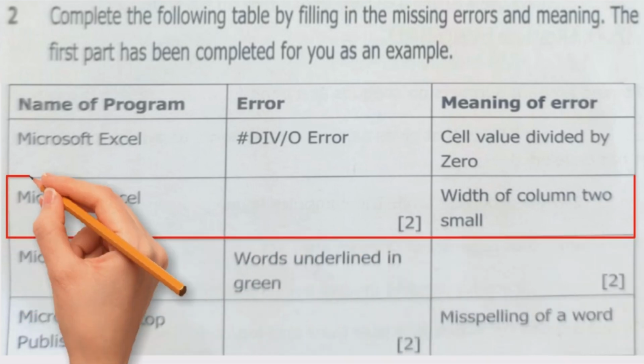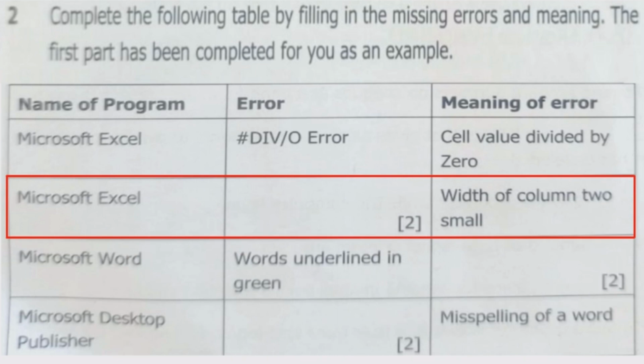Then here on the second row we have got Microsoft Excel. So I'm going to be putting the row that we are working on in a rectangle. So we say Microsoft Excel, the error. Now when there is an error of width of column too small, what error are you going to see? What kind of error are you going to see on the computer? So the error is going to be like that, the one I've written in the box there. Error, it's going to be like that. And once you write like that, then you have got 2 marks.